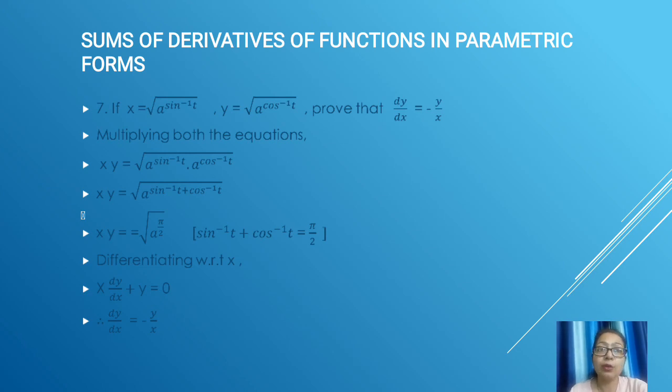Suppose root a into root b, that means root over a into b we can write. In the same way, a to the power sin inverse t into a to the power cos inverse t. According to the formula a to the power m into a to the power n is equal to a to the power m plus n, so a to the power sin inverse t plus cos inverse t, that is a to the power pi by 2. Since the right hand side is a constant term, differentiating with respect to x now, x dy/dx plus y is equal to 0. So dy/dx is equal to minus y by x.